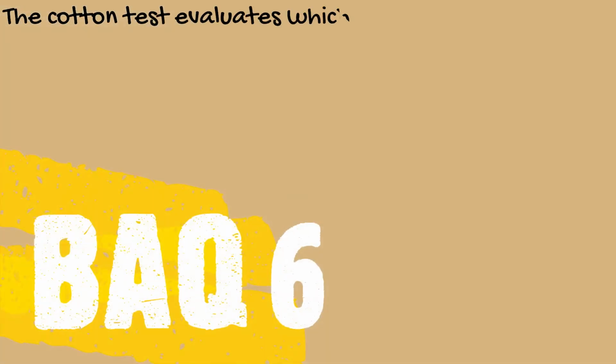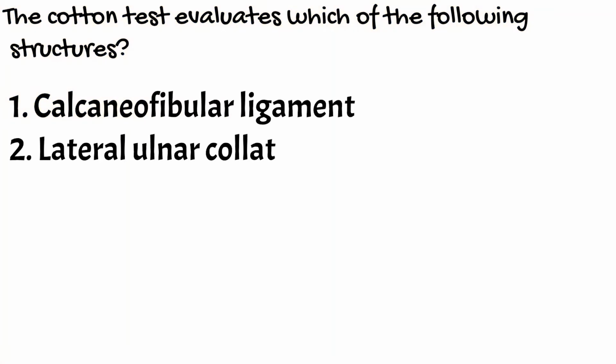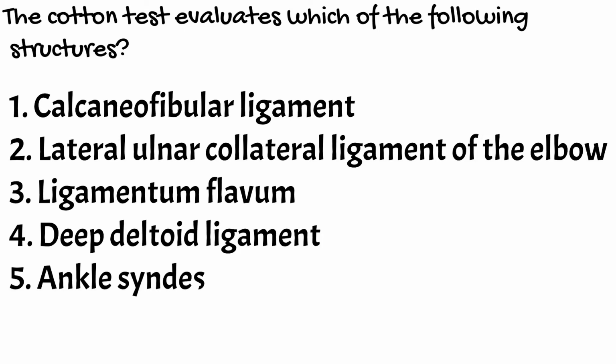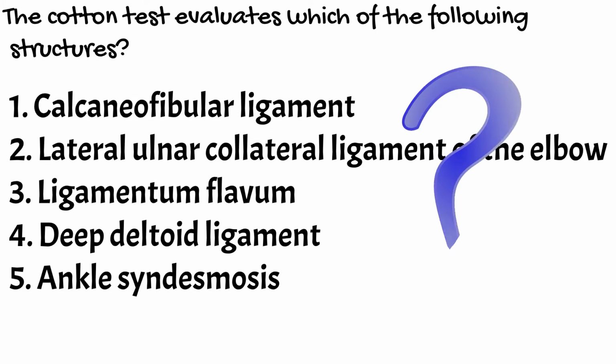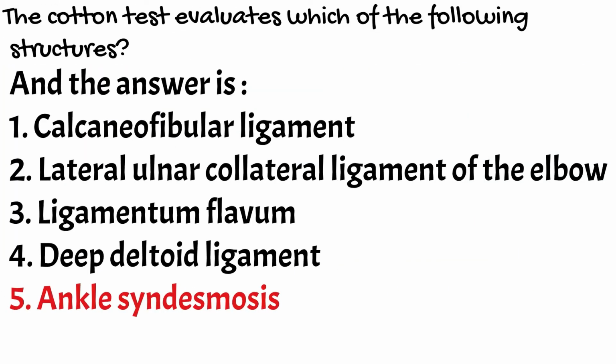The Cotton test evaluates which of the following structures? 1. Calcaneofibular ligament, 2. Lateral ulnar collateral ligament of the elbow, 3. Ligamentum flavum, 4. Deep deltoid ligament, and 5. Ankle syndesmosis. And the answer is ankle syndesmosis.